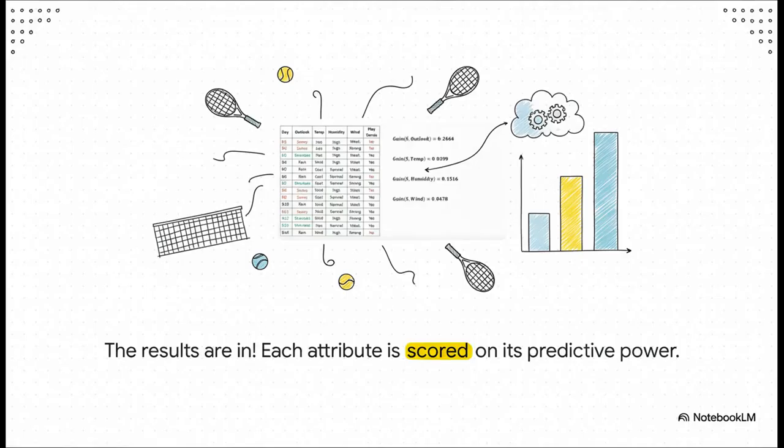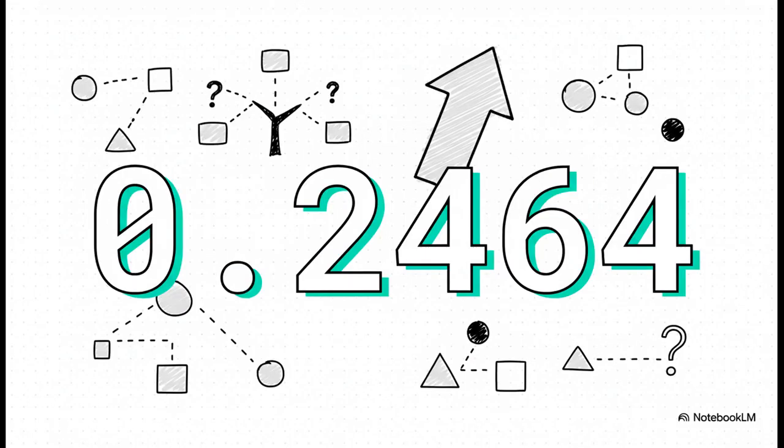And here are the results. The computer went ahead, crunched all the numbers, and gave each one of our attributes its very own clarity score. It figured out the predictive power for asking about outlook, about temperature, humidity, and wind, and it ranked them from the most useful question to the least. Now, one of these numbers really jumps out, doesn't it? 0.2464. That is the highest score of the bunch.